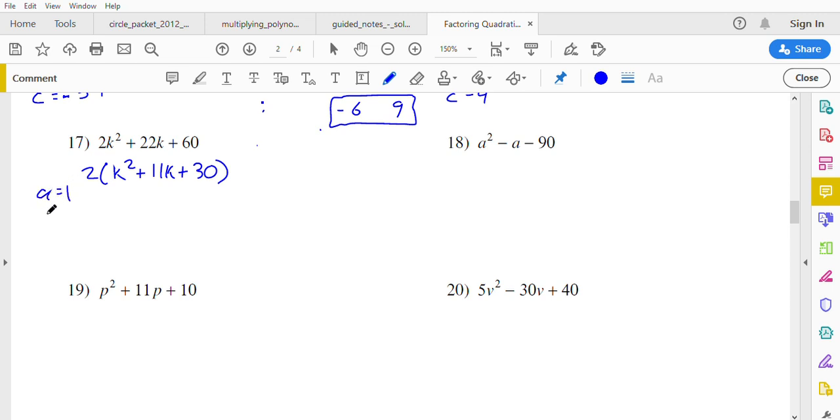A is now equal to 1. B is now equal to 11. And C is now equal to 30. So what are my factors of 30? They're going to add up to 11.